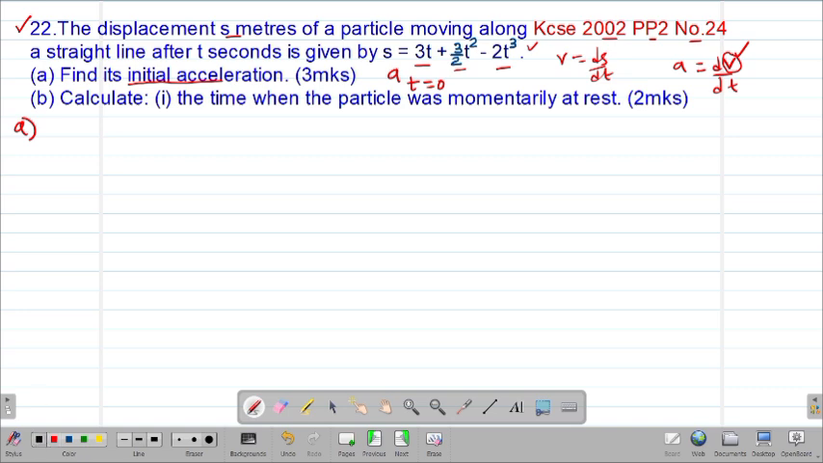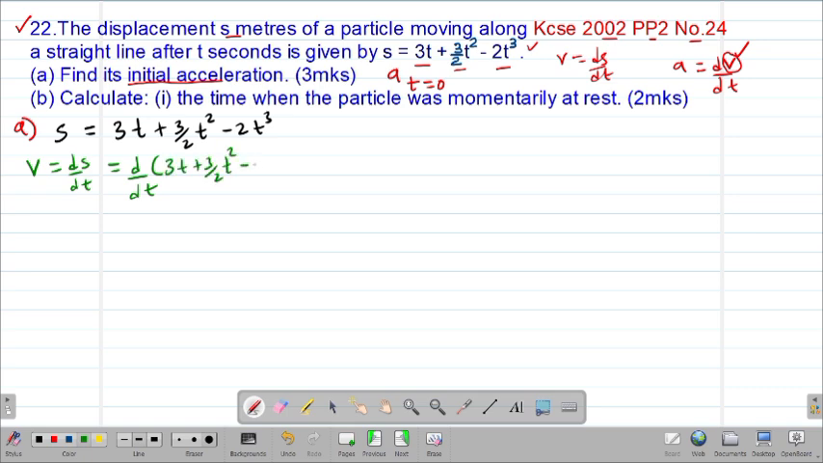Now, we are given that the displacement s is equal to 3t, plus 3 over 2 t squared, minus 2t cubed. So for us to get the velocity, velocity is equal to ds over dt, which will be equal to d over dt into s, which is 3t plus 3 over 2t squared minus 2t cubed.